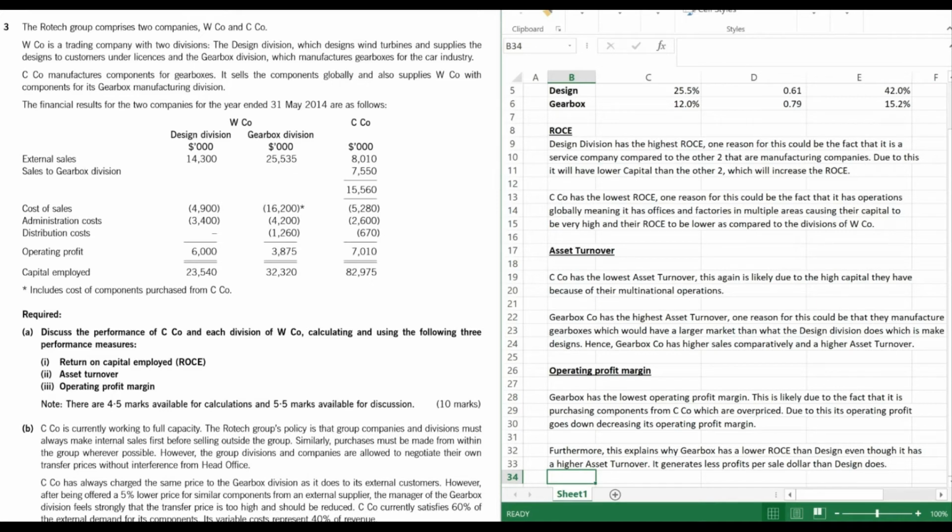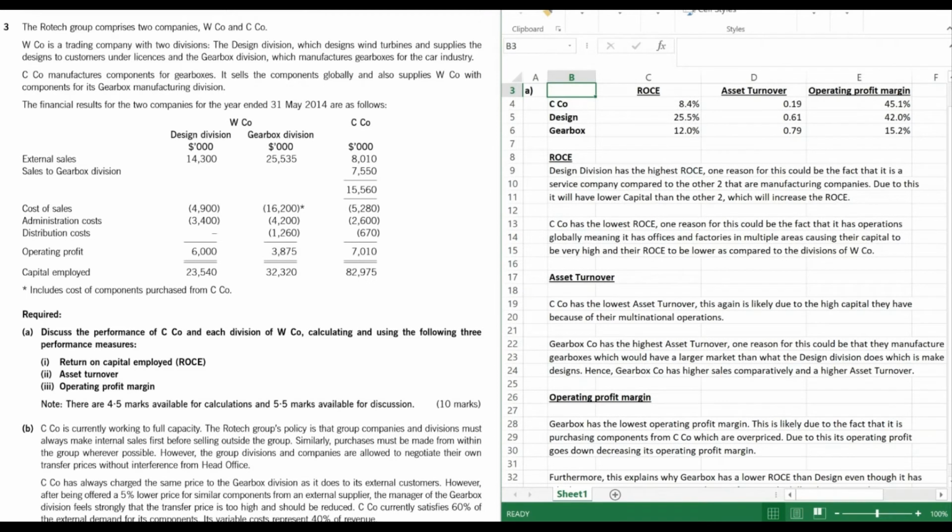What other things can we talk about? So here, another interesting thing that we can talk about is that CCO has a higher profit margin, higher even than Design Co. But isn't that strange? Gearbox has such a low profit margin, and CCO, despite its ROC and asset turnover being so low, their operating profit margin is really good. What could be a reason for that? Okay, I want you guys to think outside the box.